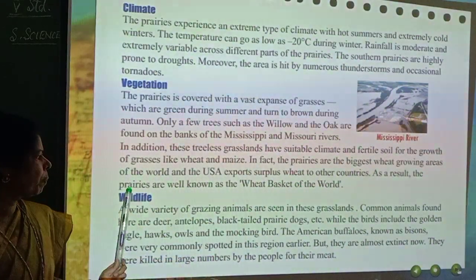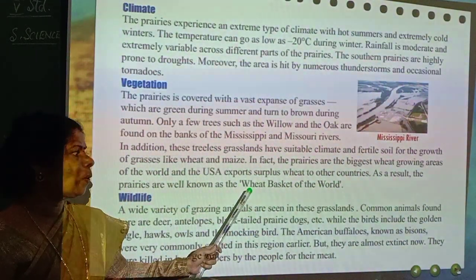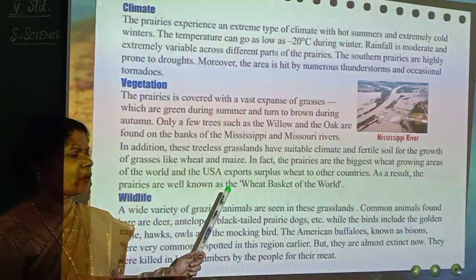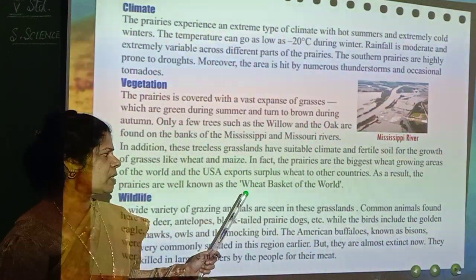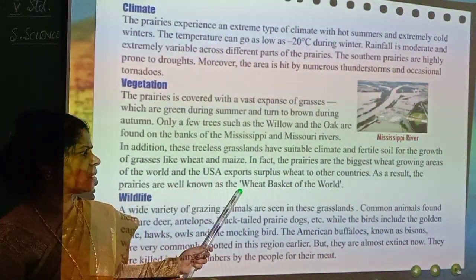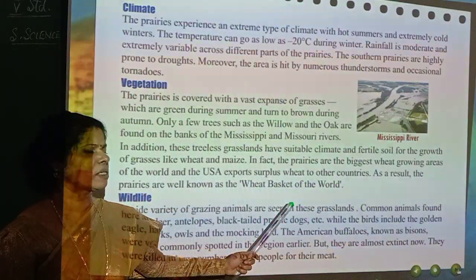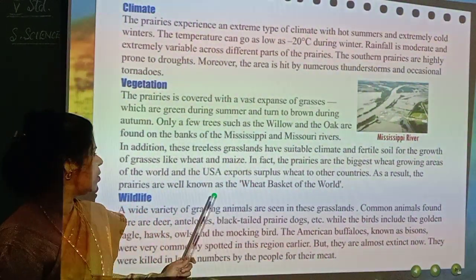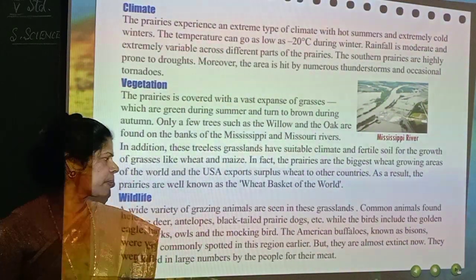As a result, the prairies are well known as the wheat basket of the world. The maximum amount of wheat is grown where? In the prairies, and that wheat is supplied to other countries also. That is why it is called the wheat basket of the world. Got it? So, the prairies are called the wheat basket of the world.